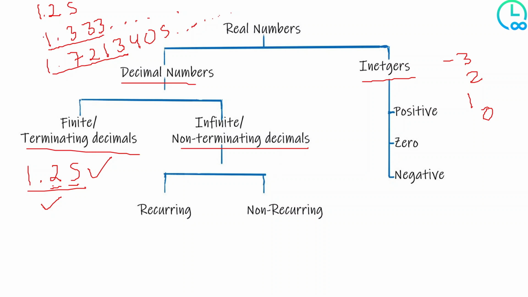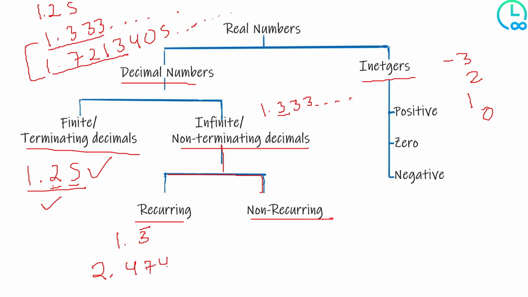Here you cannot say there are n number of 3s. There are infinite 3s after the decimal. So these are infinite or non-terminating decimals. These are further divided into two types. First is recurring, second is non-recurring. In this example you can see that 3 is repeating till infinite time. And we can write other examples also, like 2.4747.